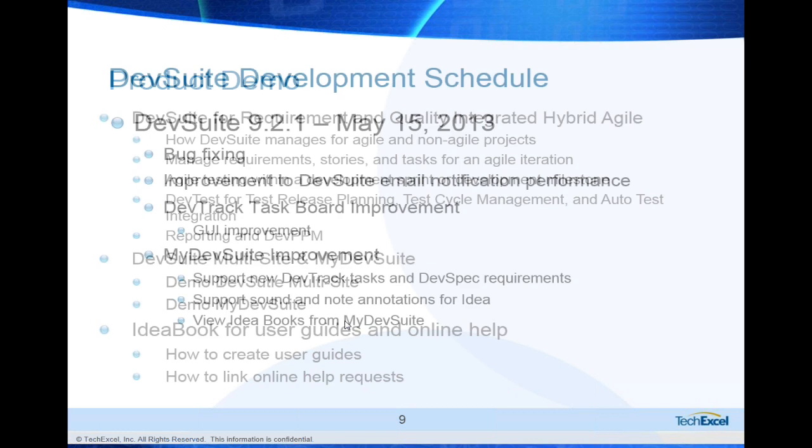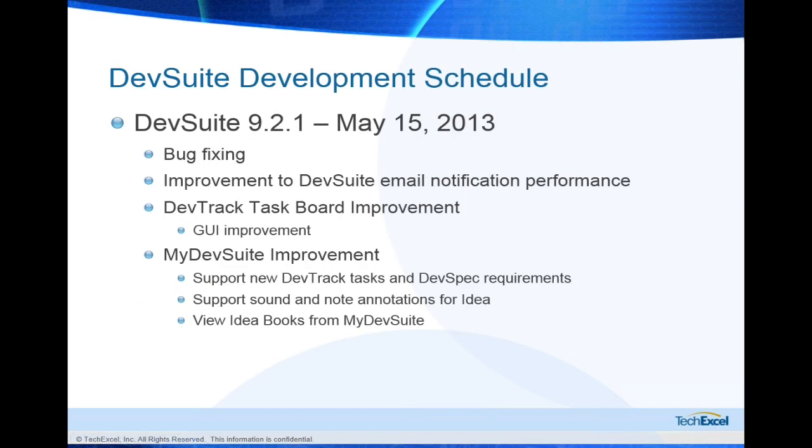So I will go next to quickly discuss. We have released 9.2, and we'll be releasing a patch release. The patch release could be May 15, or it will be before the end of May. It will do lots of bug fixing. We'll be improving the email notification performance, because we realize we can make the email notification performance much better, as it's done with our customized service-wide product. And we're going to be improving the DevCheck task board views.